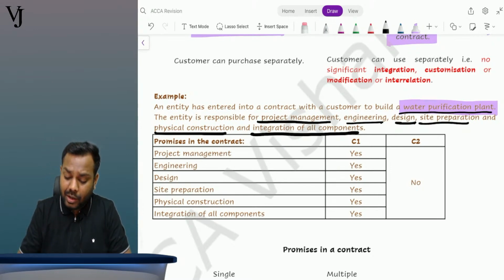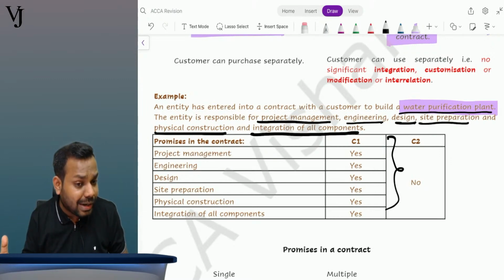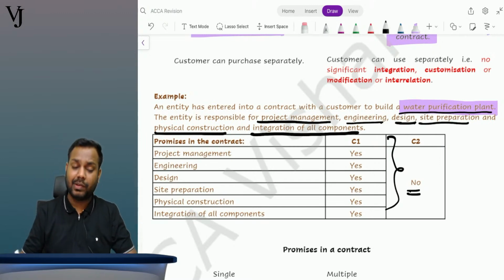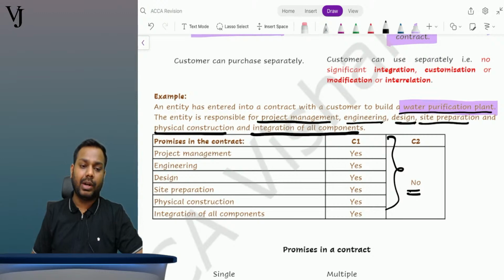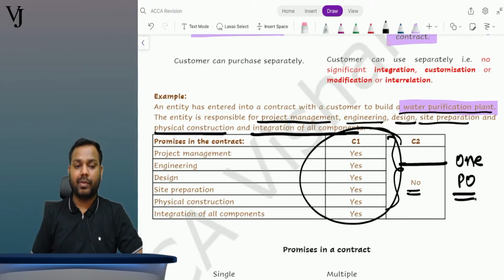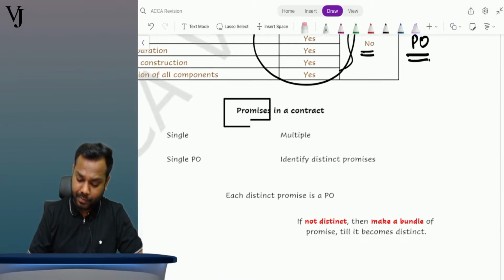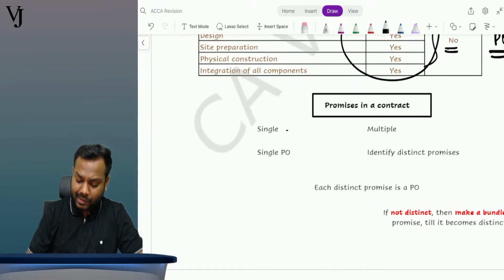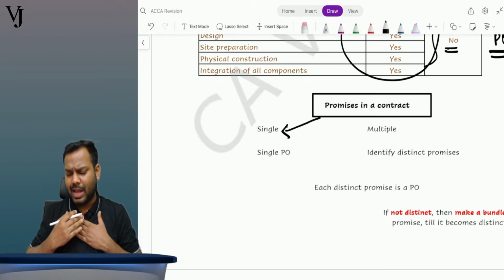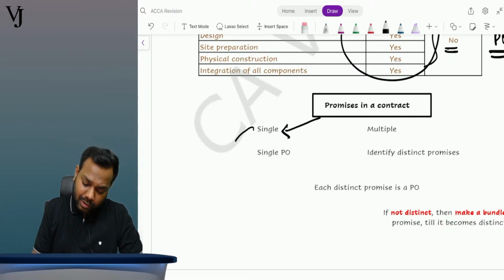So hence it is said that even though the entity sells all these separately, the customer doesn't want them separately, the customer wants it as one. So all these will be a part of one performance obligation. Is it clear, everyone? Tell me, guys. Now, the standard says that if in a contract there is a single promise, only one promise, like in our case, I have only one promise to you guys that I will teach you FR, then it is called a single performance obligation.